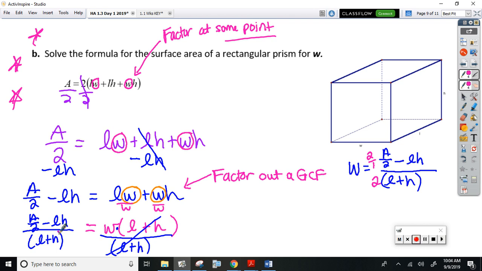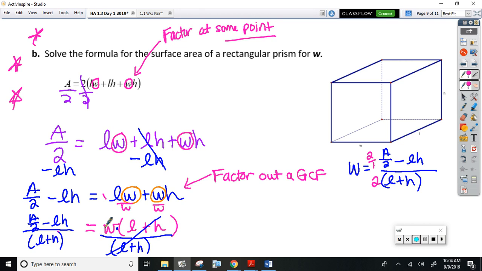Or do you want me to go back to this part? Okay, so we were at this part, we had our W's, that's what we're solving for. We can't have 2 of them, you can only have 1. So I factored a W out, I pulled out a W from each one, and I was left with L plus H. You do not want to redistribute it, or else you're going right back to where we were.